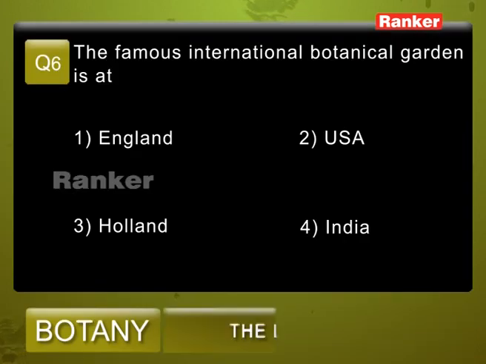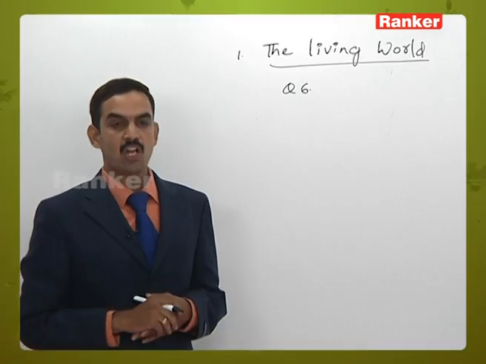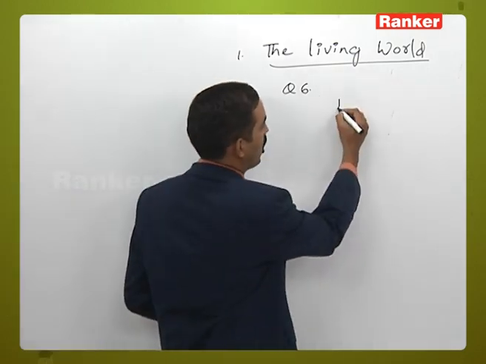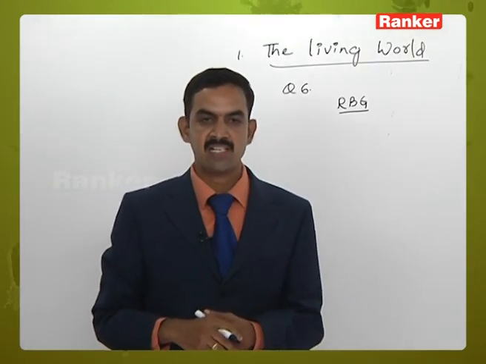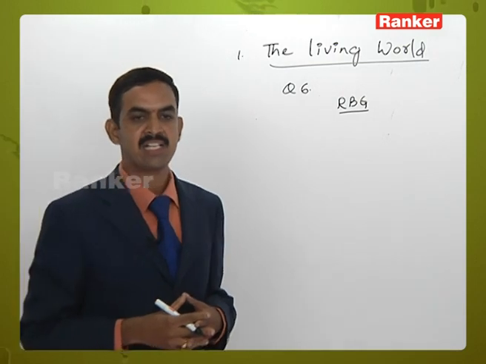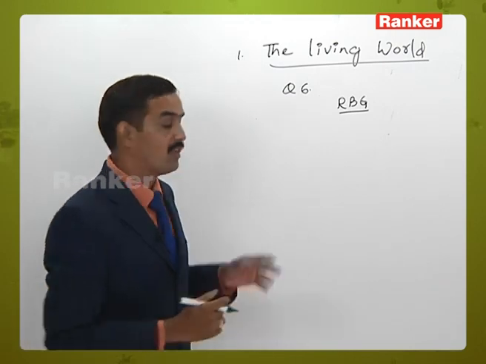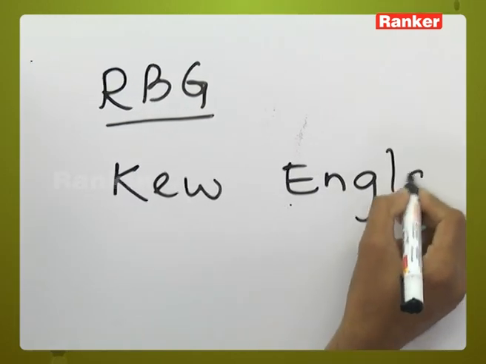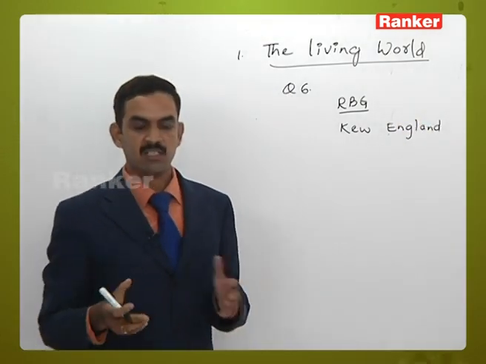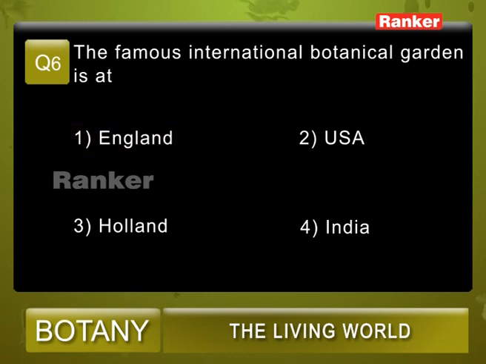Question number 6, the famous International Botanical Garden is at. First option England, second option USA, third option Holland, fourth option India. The largest botanical garden is Royal Botanical Garden. This Royal Botanical Garden contains the largest herbarium, which is considered as an international center for plant identification. So which is present at Kew, England. So out of the four given options, the correct answer is 1.